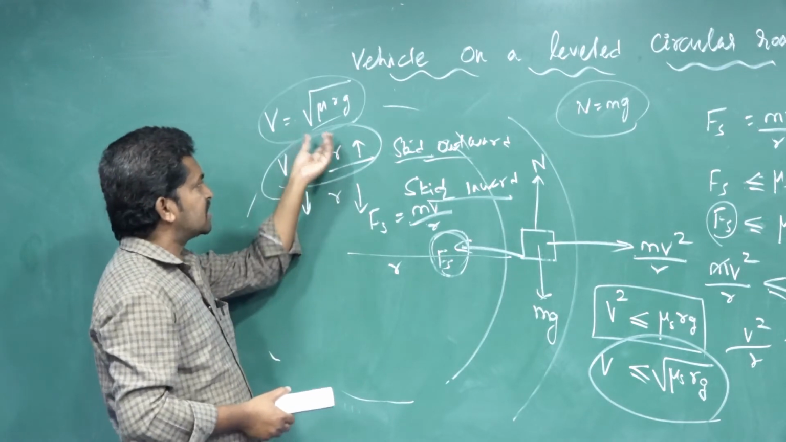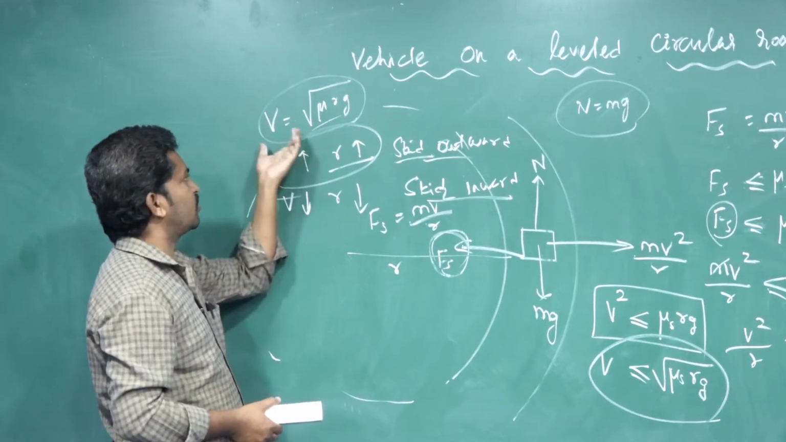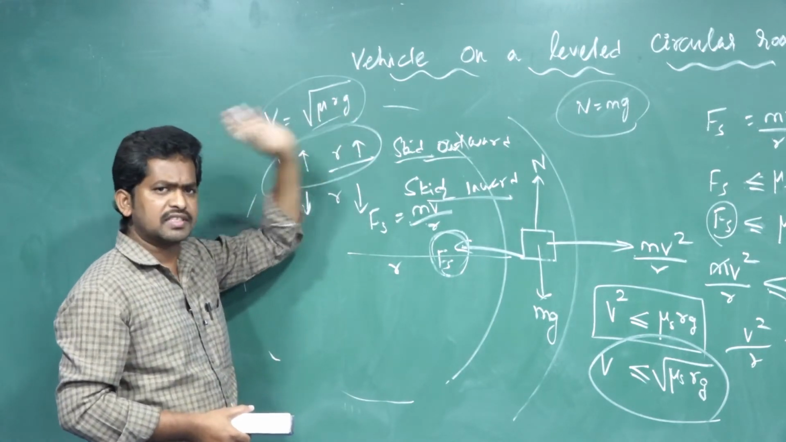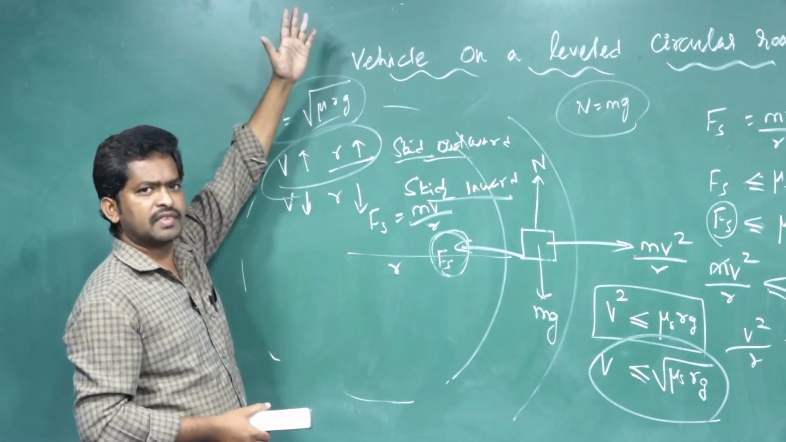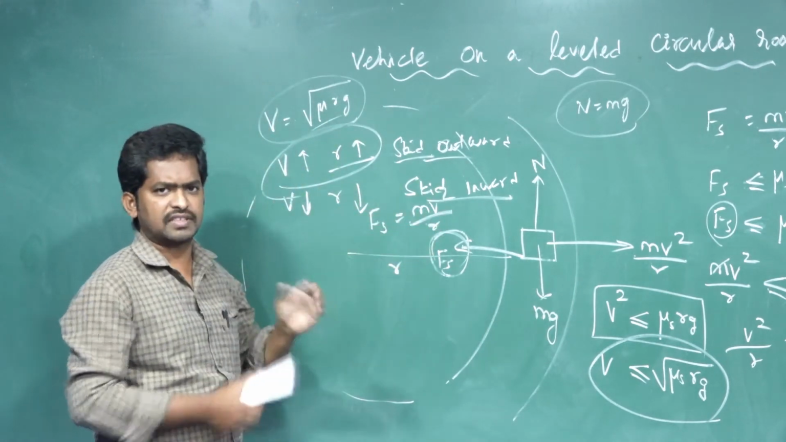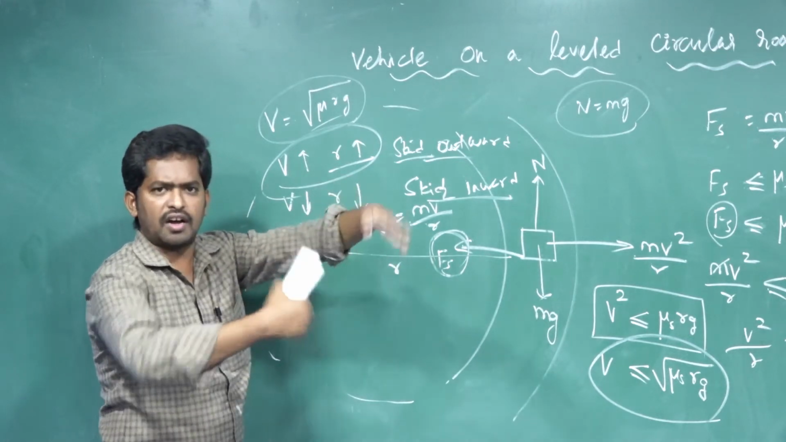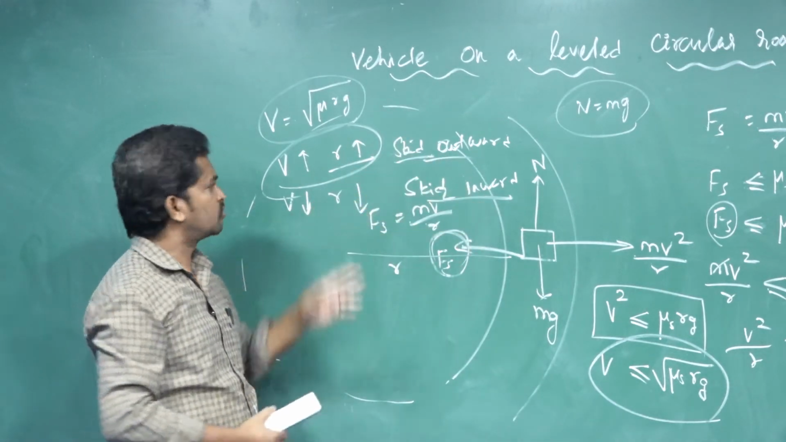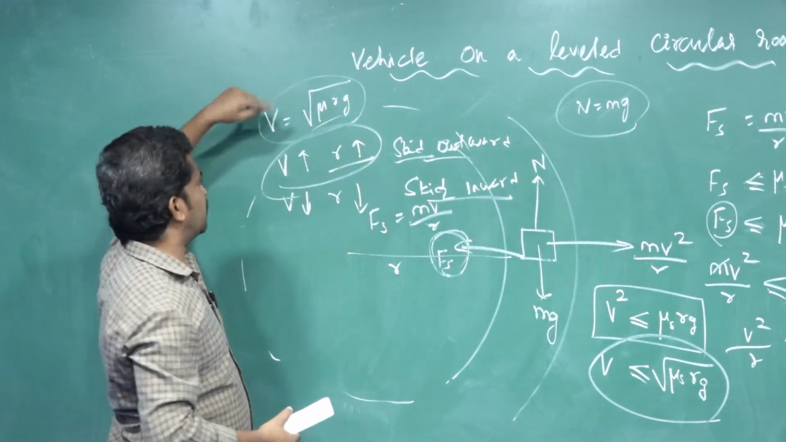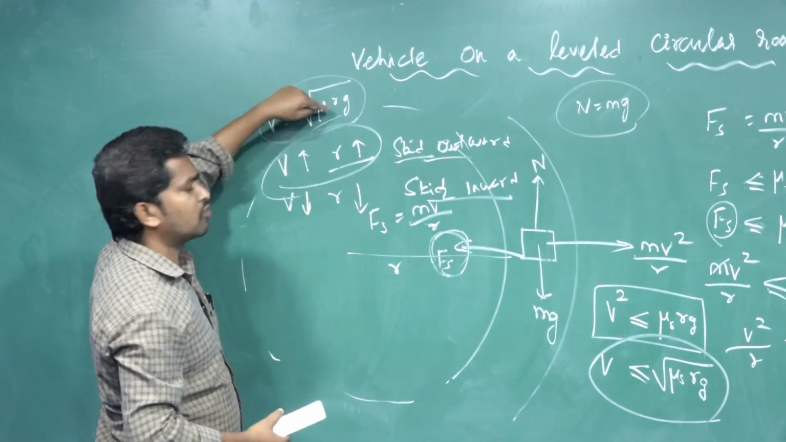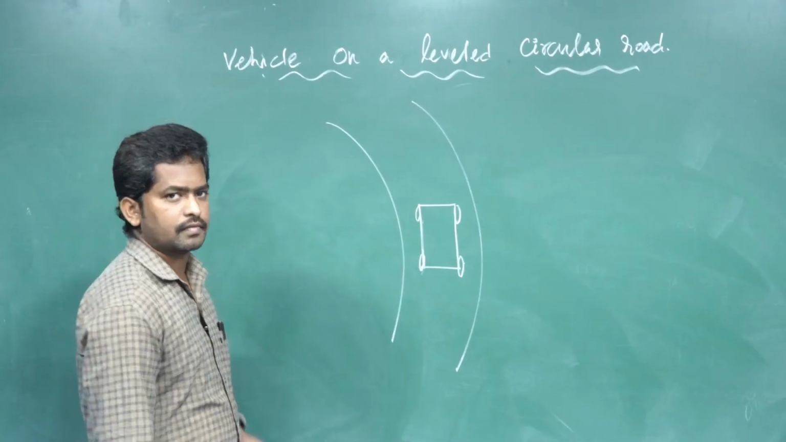This is the condition for a safe turn: V is equal to square root of mu Rg. This is a safe turn. If velocity increases much more, the car must skid. It is not possible to move in the circular road. When V is much more than square root of mu Rg, the car must skid in outward direction.